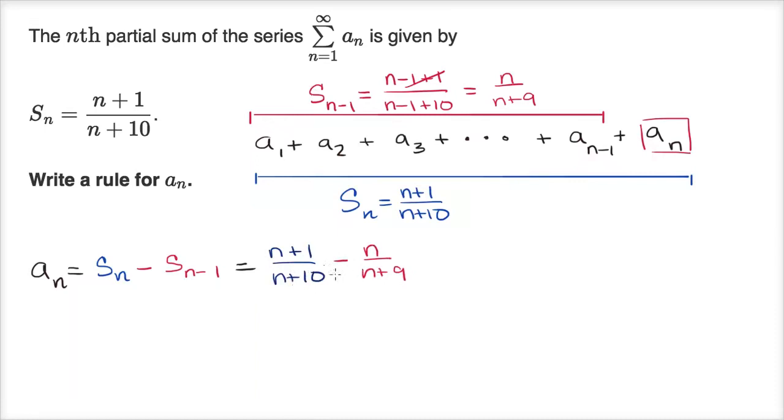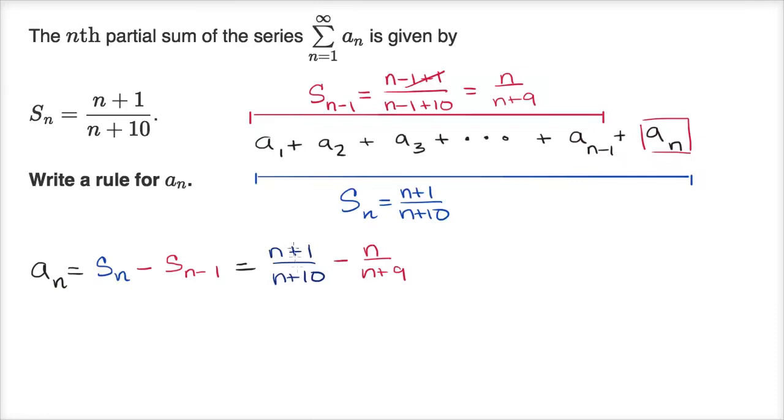And this by itself, this is a rule for a sub n, but we could combine these terms, add these two fractions together. And this is actually going to be the case for n greater than 1. For n equals 1, a sub 1 is going to be equal to s sub 1. But then for any other n, we could use this right over here. And if we want to simplify this, well, we can add these two fractions by having a common denominator.